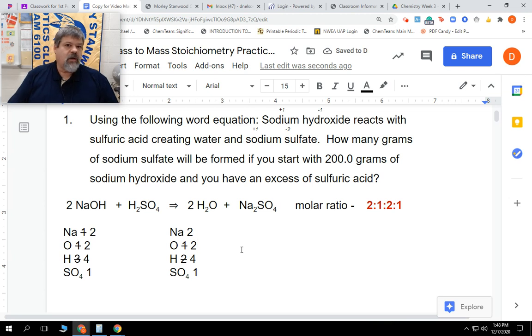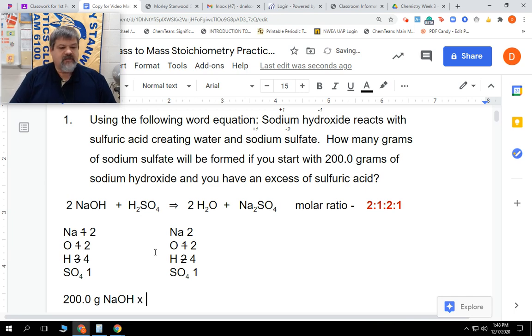So what do we do next? Well, we have to start our stoichiometry. Okay, so now I have my molar ratio. I can do my molar mass, my molar ratio, my molar mass to go from grams of sodium hydroxide to grams of sodium sulfate. So we're going to start off with the number that we have in the problem, and that's 200 grams of sodium hydroxide. So we're going to come down here, and we're going to put down 200 grams of sodium hydroxide.